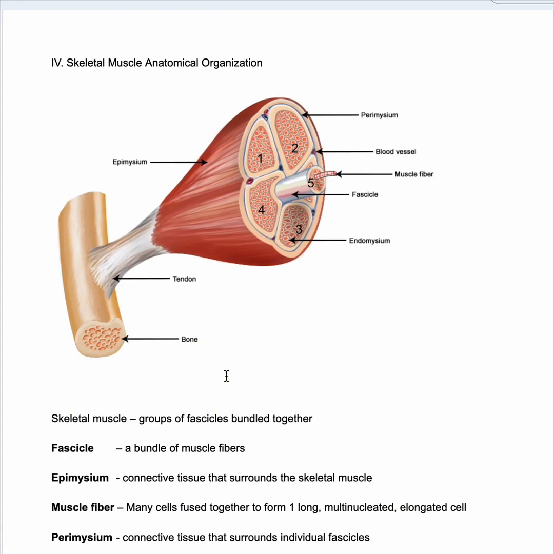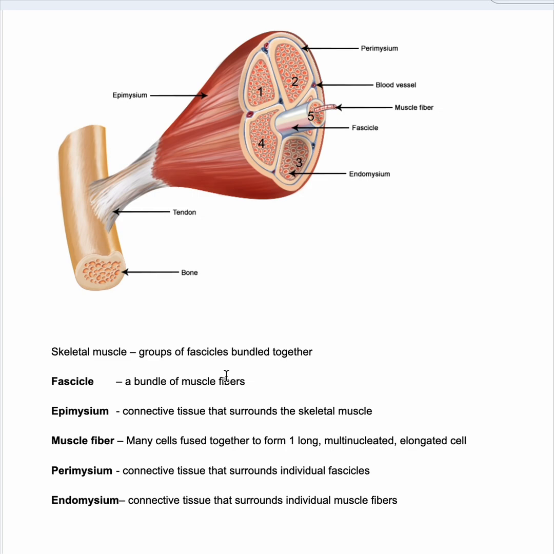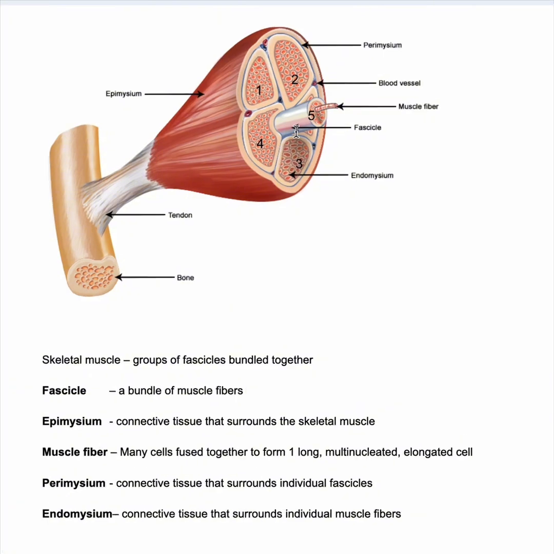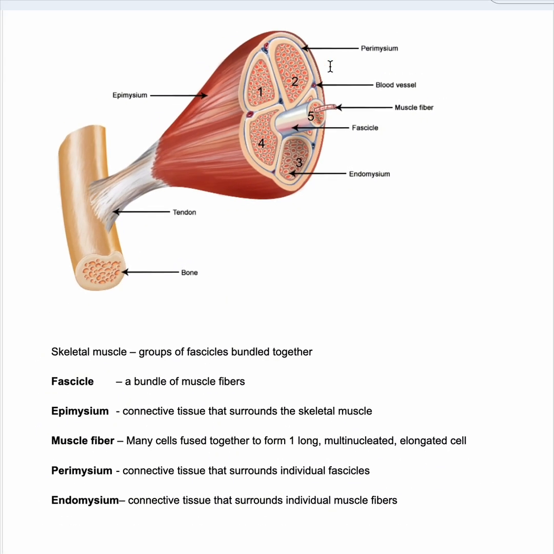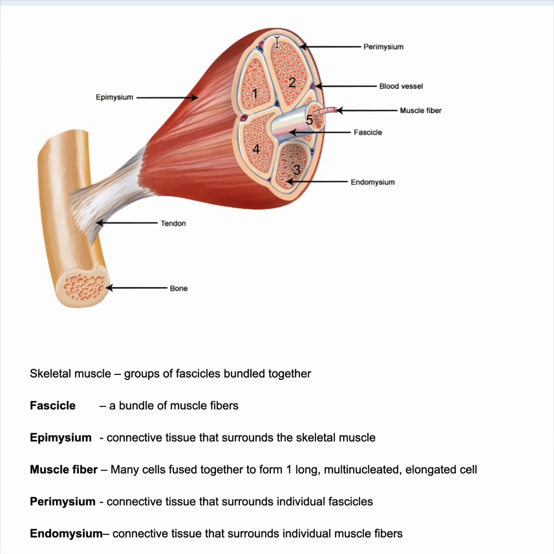Now we have anatomical organization. So the muscle in itself is really big, but it's not just like muscle. If we go a little closer, we actually know that the muscle is made out of these groups, and these groups are called fascicles.